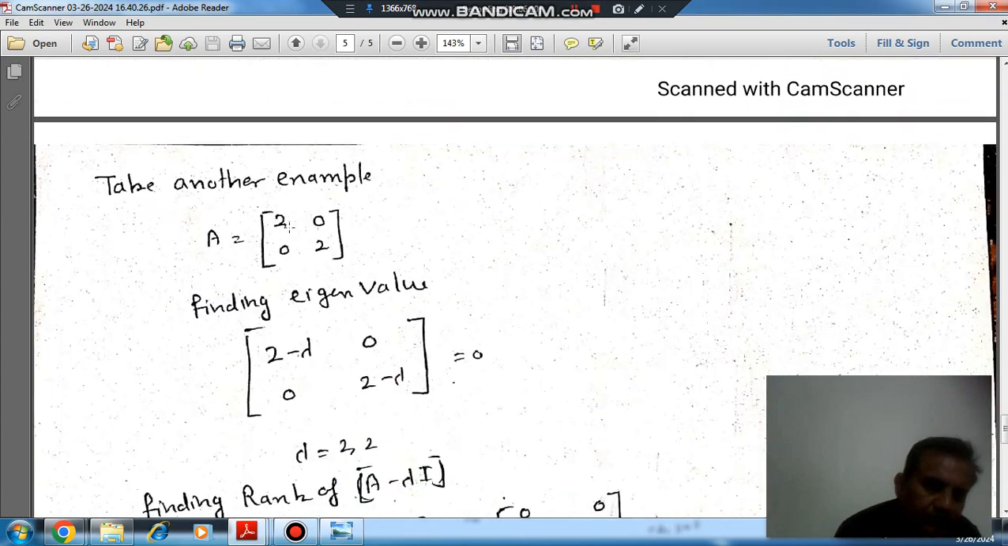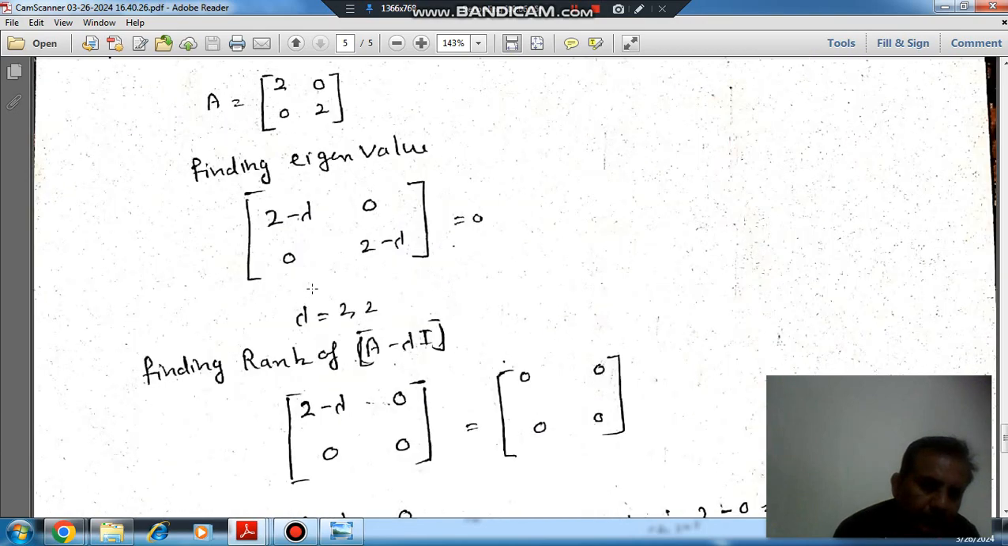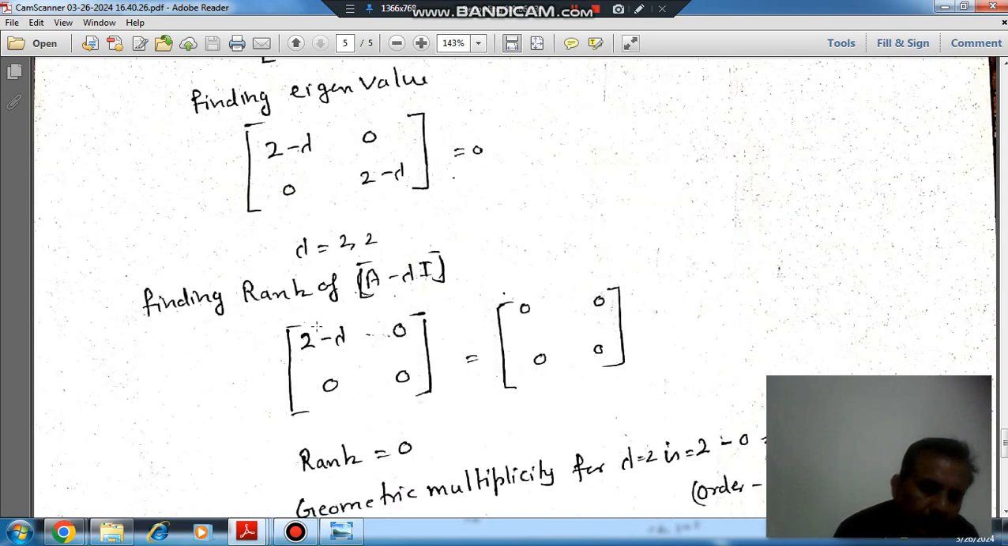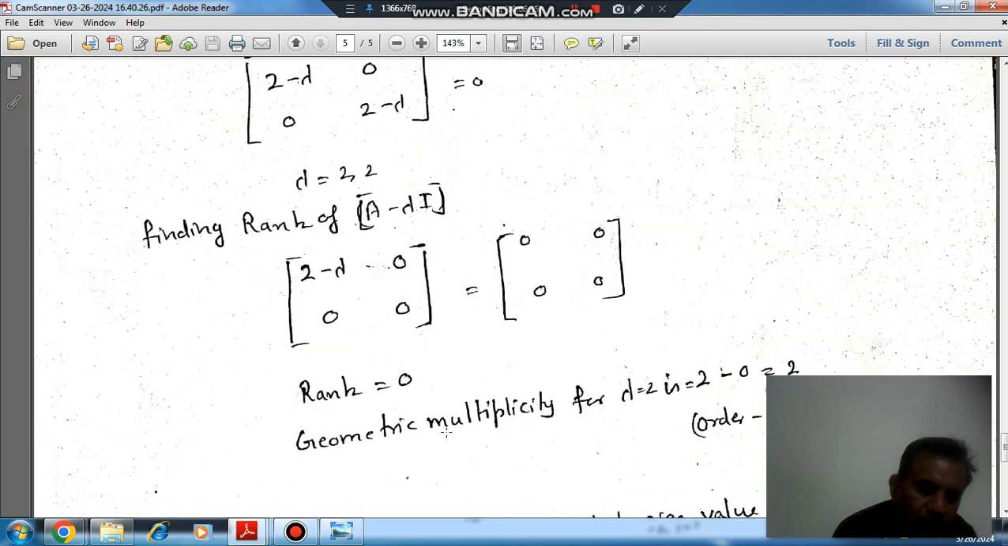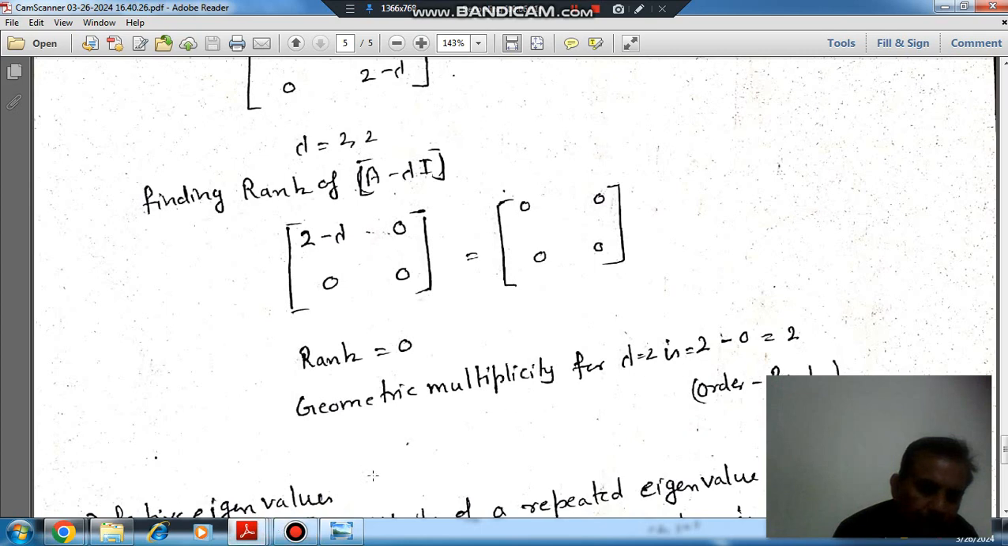If we take another example, so this is 2 0 0 2, and finding out the eigenvalue. So 2 minus lambda 0 0 2 minus lambda. So lambda will be 2, 2, and if we find out the rank of this A minus lambda I, putting lambda is equal to 2, here it will be 0 0 0 0, so rank will be 0, and geometric multiplicity will be 2 minus 0, that is 2, order minus rank. So this is all about geometric multiplicity.